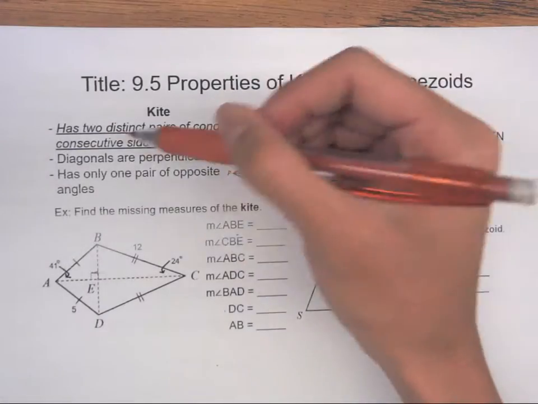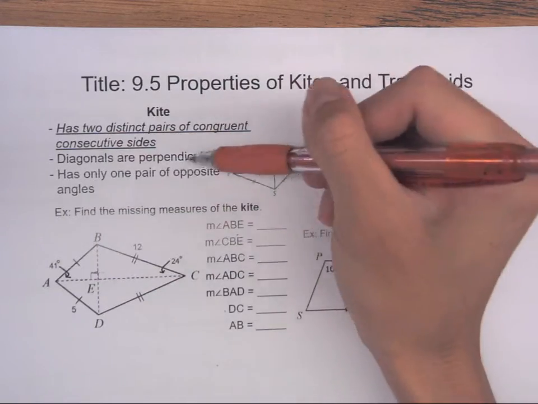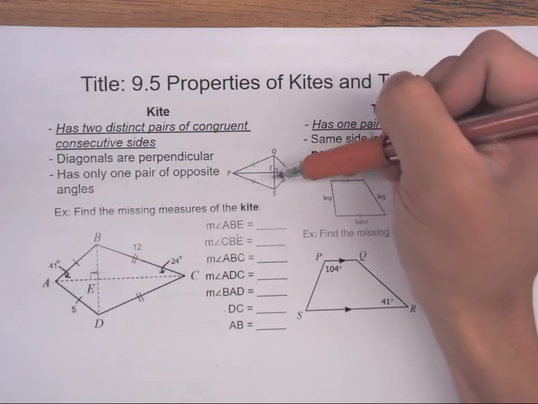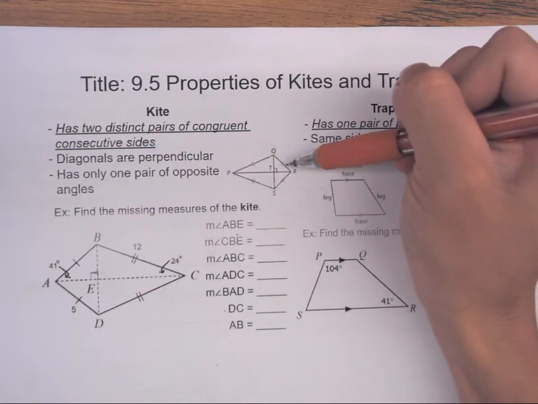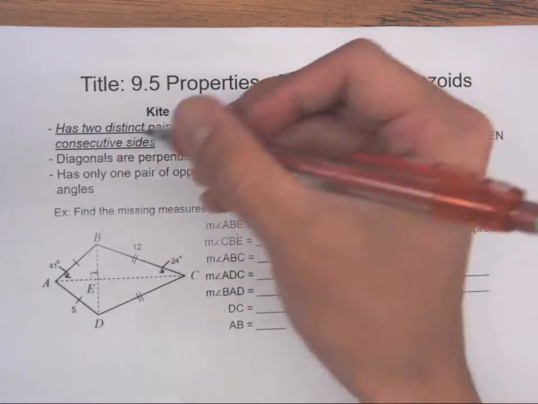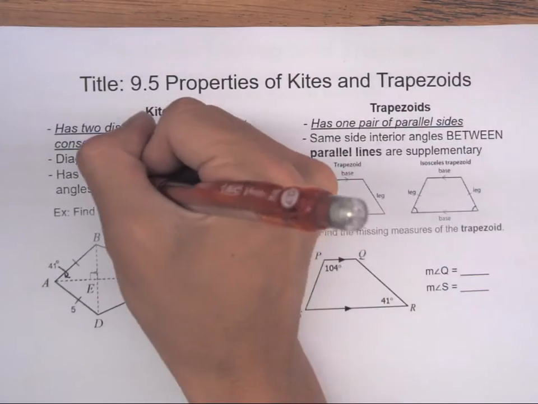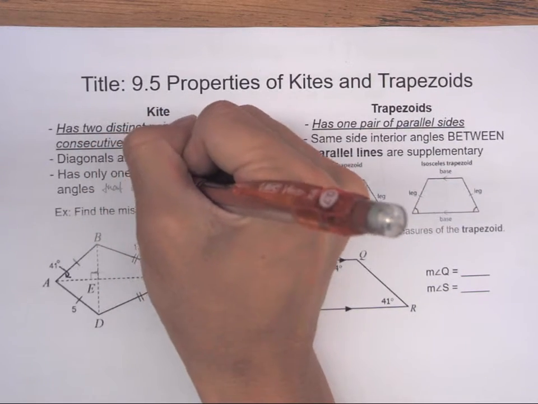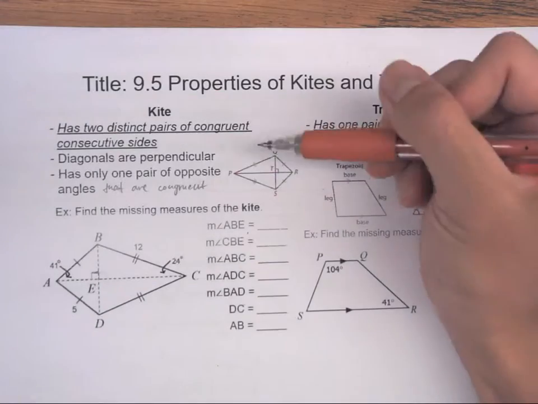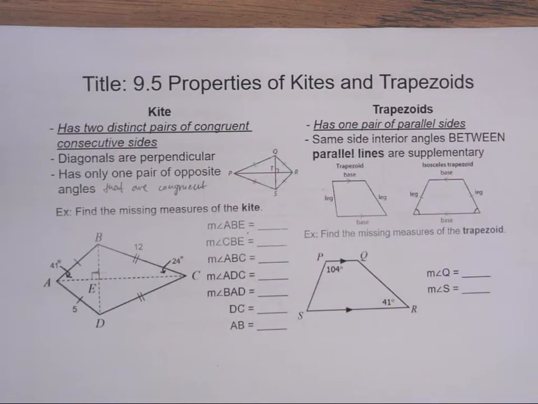Next part. Diagonals are perpendicular. This is a diagonal, this is a diagonal. Perpendicular, like in the other lessons. Perpendicular means that when they intersect each other, they form right angles. And I believe a kite has only one pair of opposite angles that are congruent. So that means this angle here is congruent to that one.